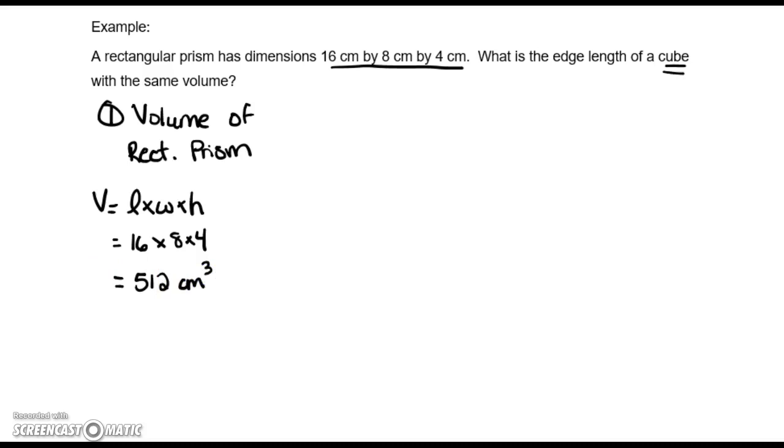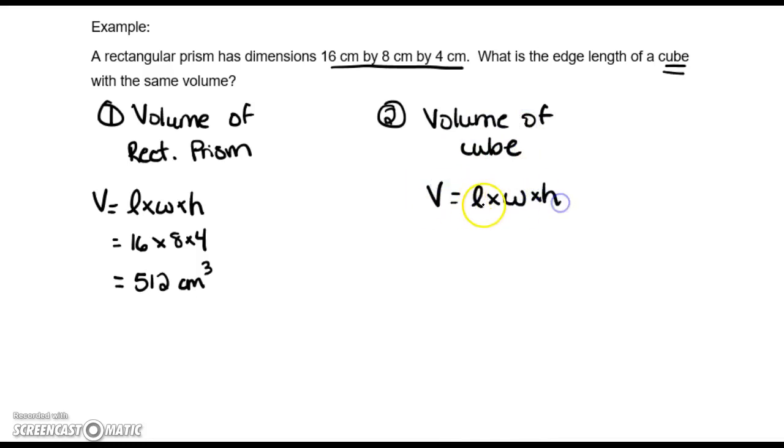So now we know the volume that we need to aim for. We need to find the edge length of a cube that will give us this same volume. When we're looking at just the volume of a cube, because it has the same edge lengths, when we go length times width times height, these are all the same, so we can really just say it's your length cubed.